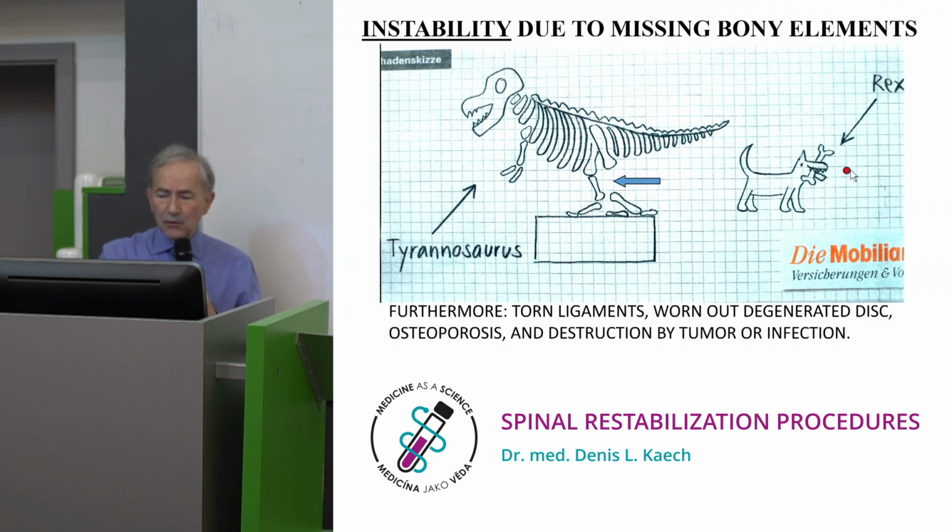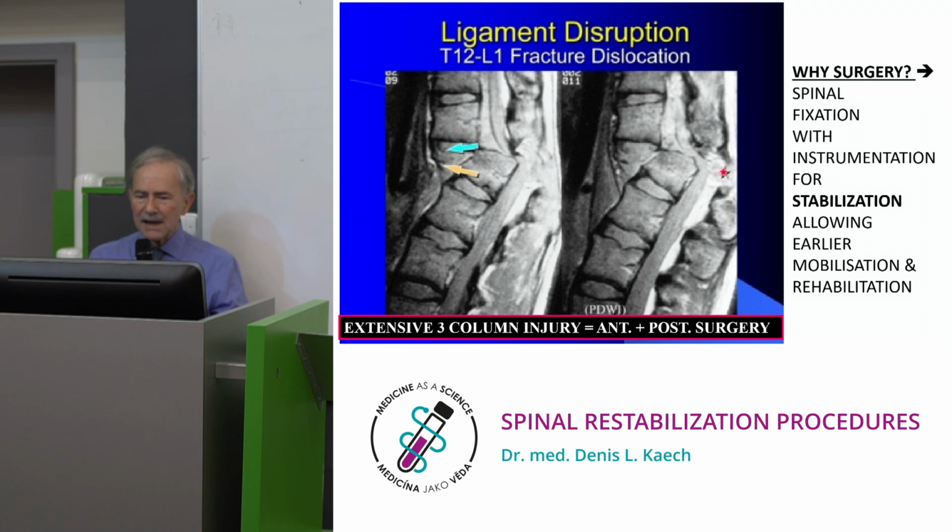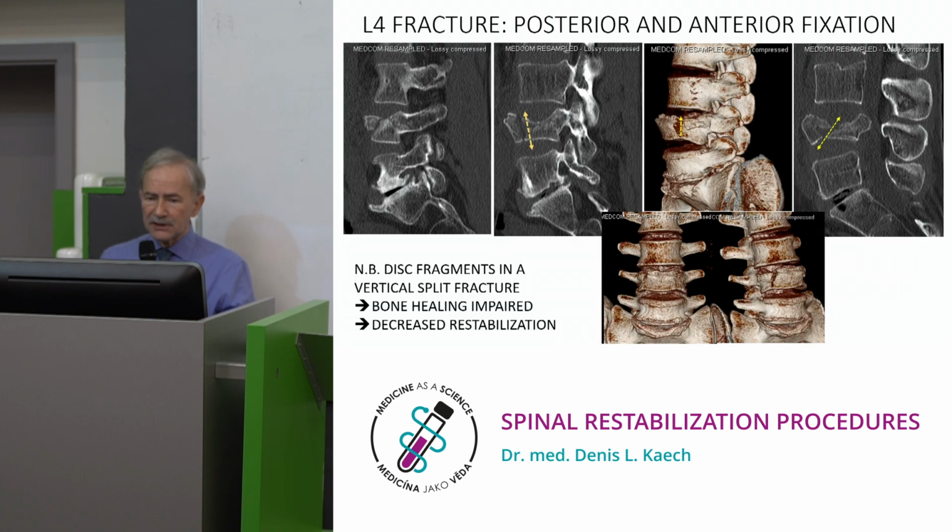Here you have a missing bony element. That's to summarize, no bone, no solidity, unstable. Again, this extreme case with fracture dislocation with cord transection, and here the operation is done, the spinal fixation for stabilization and reconstruction, realigning the vertebral column. It allows earlier mobilization and rehabilitation.